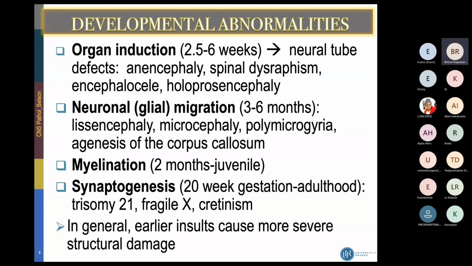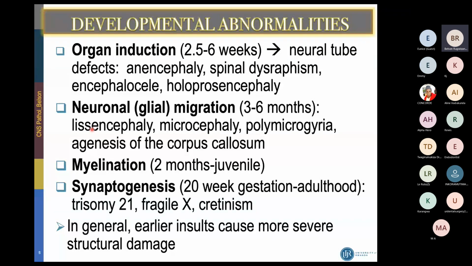The migration takes place between 3 to 6 months. So here it is weeks, here now it is months. If the problem happens at that time, the child can present with lissencephaly, microcephaly, meaning a very small brain and a very small head. In lissencephaly there are no gyri and sulci, so the brain is just very smooth on the surface. Also polymicrogyria, agenesis of the corpus callosum, and so on.